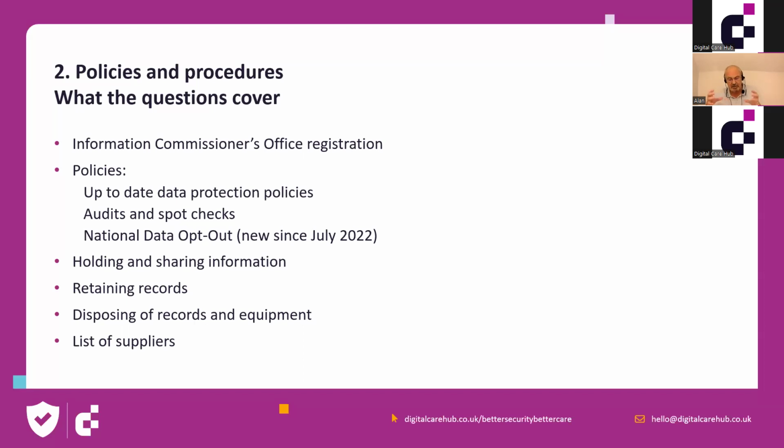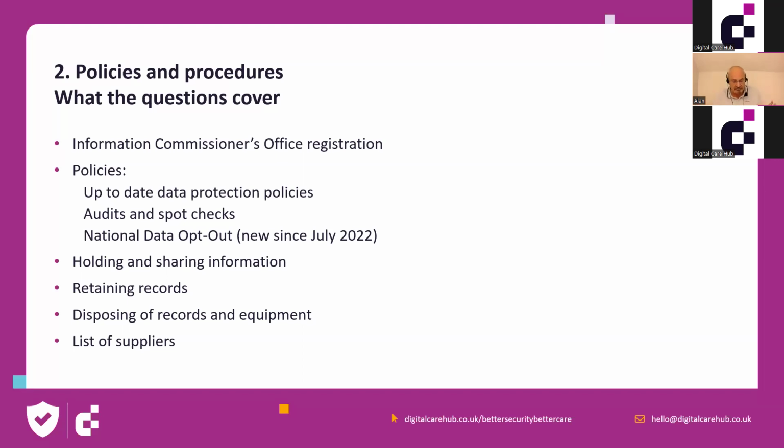And this is to stop health and social care organisations from sharing confidential information for research and planning purposes. And so you need to be familiar with that, and you need to make sure that your requirements under the national data opt-out are included within your various policies, procedures and privacy notice, etc. Holding and sharing information is about how you are GDPR compliant, and it's about privacy notices again. Retaining records is about having a retention schedule, so how long do you keep records for? And then disposal is about what do you do with them once you no longer require to have them.